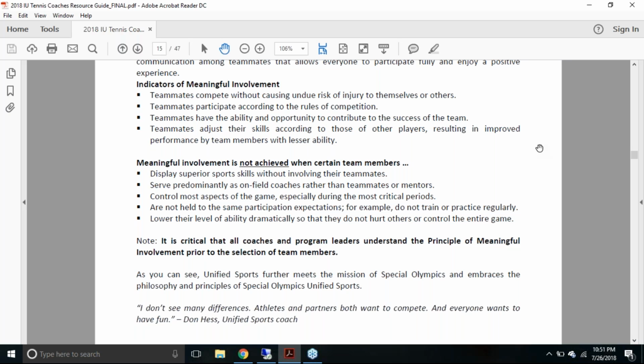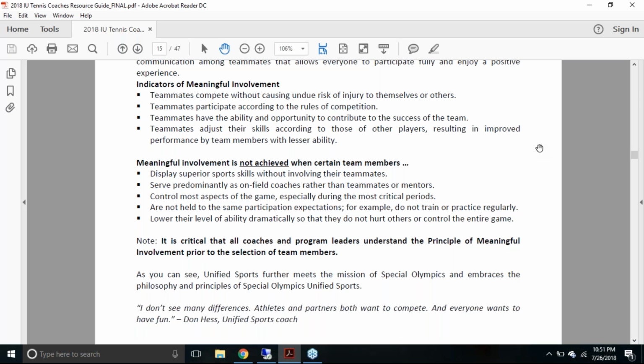So examples of meaningful involvement in action are that teammates compete without causing undue risk of injury to themselves or others. They participate according to the rules of the competition, meaning that the competition itself does not have to be altered for them. Teammates have the ability and opportunity to contribute to the success of the team. That means that everyone has an opportunity to score. Teammates adjust their skills according to those of other players, resulting in improved performance by team members with lesser ability.